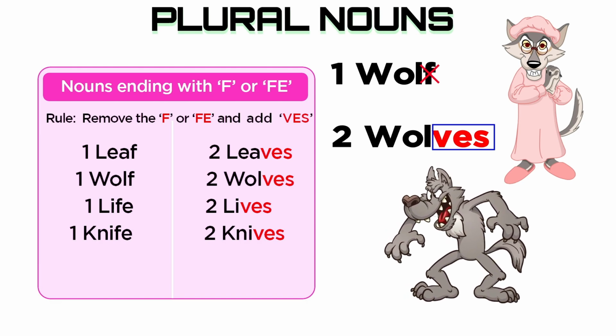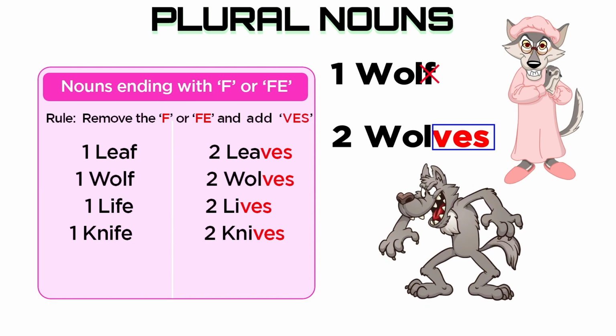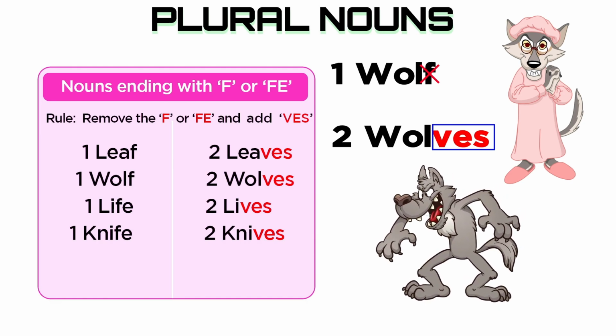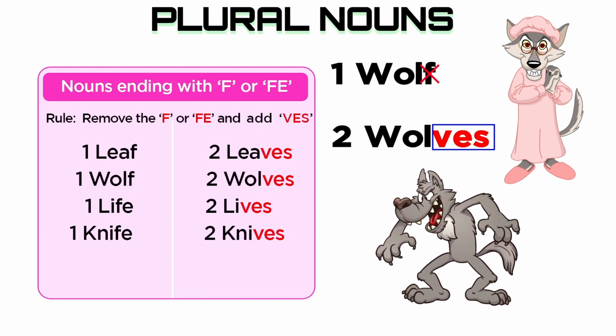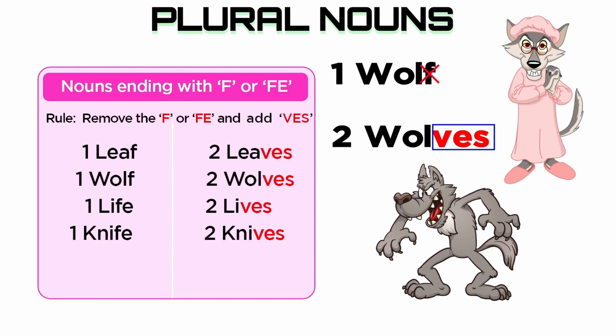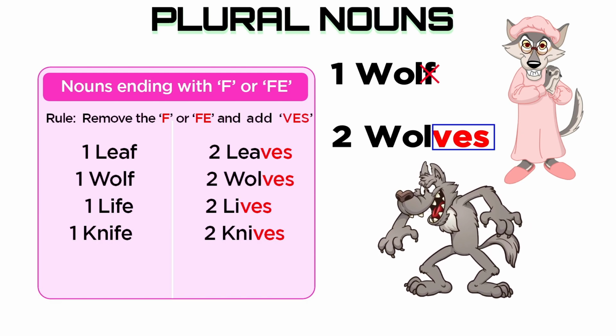So, we say one leaf, two leaves. One wolf, two wolves. One life, two lives. One knife, two knives. Note, there are some exceptions to this rule. Two exceptions include one roof and two roofs, and one cliff and two cliffs.